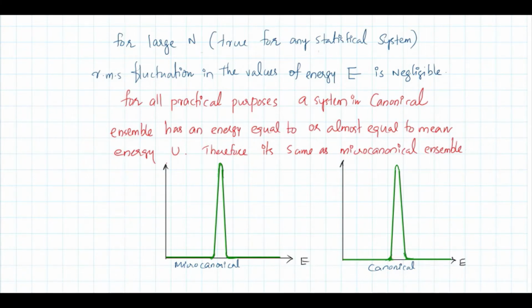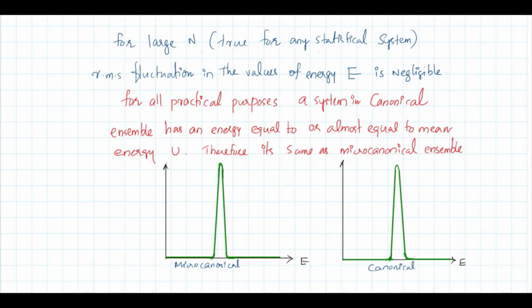We have the case of microcanonical ensemble like this. Energy cannot be strictly a constant. So there will be a small fluctuation in energy. So energy can vary from E minus delta by 2 to E plus delta by 2. That is the case with microcanonical ensemble. You can represent it like this.